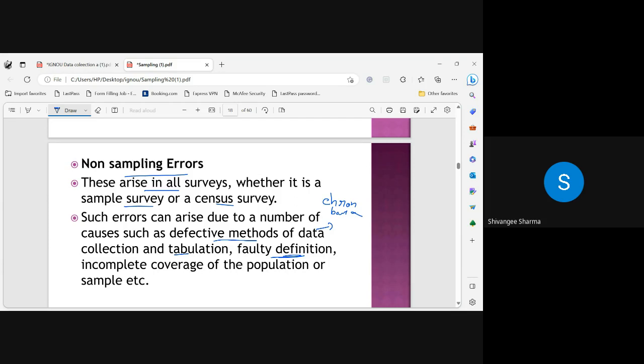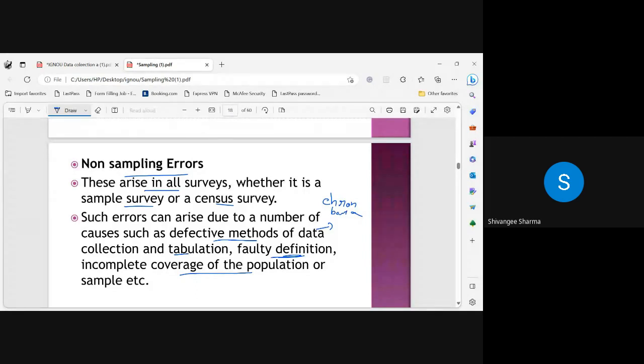You are defining your data. In the problem which I mentioned, analyzing the investment behavior of youth pertaining to the age category of 20 to 30 years in Lucknow, if this definition of youth wasn't there, then that would be a faulty definition. Data collected will be more heterogeneous and there will be non-sampling errors, and incomplete coverage of the population.